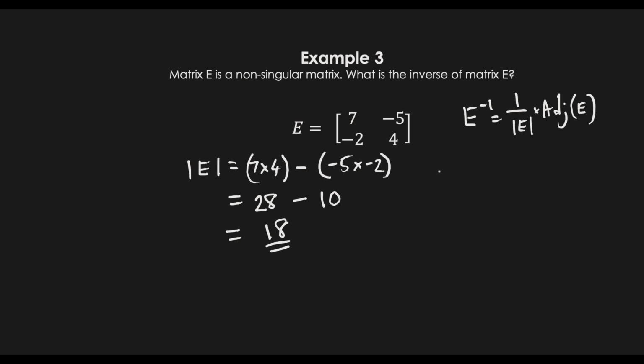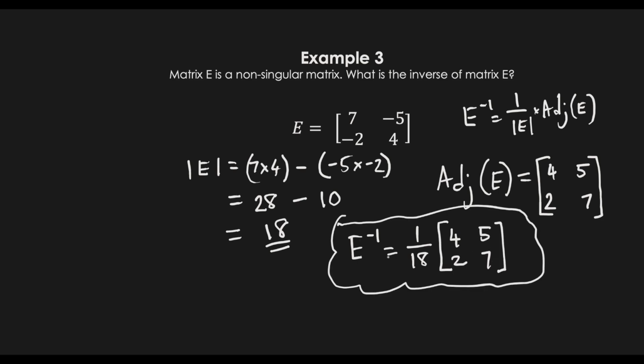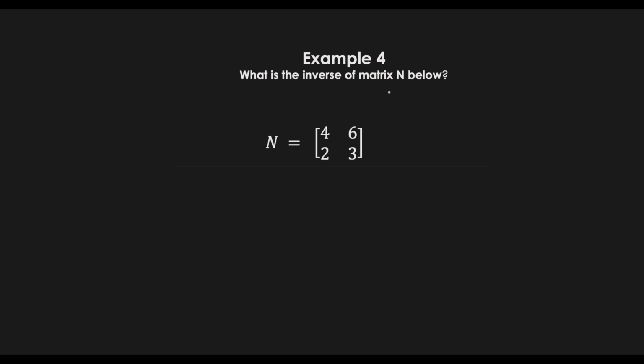Now the adjoint of E. So in this case now, remember what we do. We swap the 7 and the 4. So 4 goes here, 7 goes here, and then we have negative 5 here, negative 2. What happens with those? We change the sign. So the negative 2 turns to positive 2, and the negative 5 turns to positive 5. So now we can actually finish this question by saying the inverse of E is equal to 1 over the determinant of E, which is 18, and we multiply by the adjoint of E, which is 4, 5, 2, 7. And that's our answer.